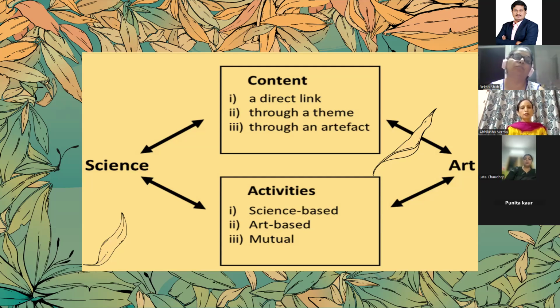So here I am with how science and art are related, can be related. A direct link can be there through drawings, through a theme. Sir, hope I am audible to everyone. You are, ma'am. Thanks, ma'am. So a direct link can be there with art, or through a theme also, that art and science can be taught. And then through artifact. Artifact means through experiments, various activities. So there are science-based activities, art-based activities, or learning by doing.